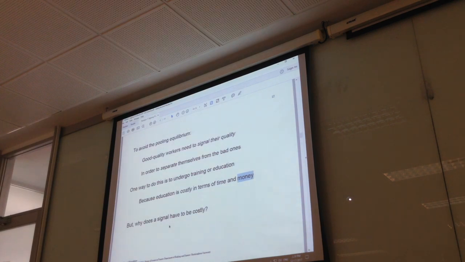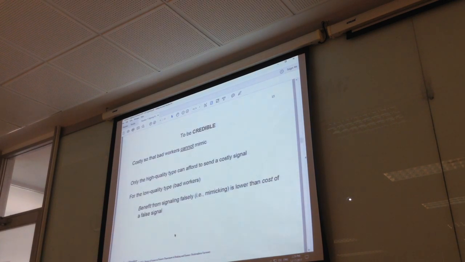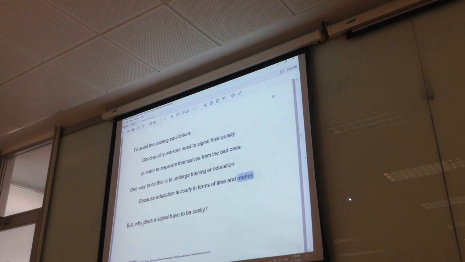So in this case, going through a training program or education serves as a costly signal, guarantee. Signal quality. Whose quality? The person's quality, the student's quality, or worker's quality. Why does a signal have to be costly? Can it be a cheap signal rather than a costly signal? If education was easy, would it be a credible signal? Why not? Cannot distinguish. Any monkey would get the transcript, right?